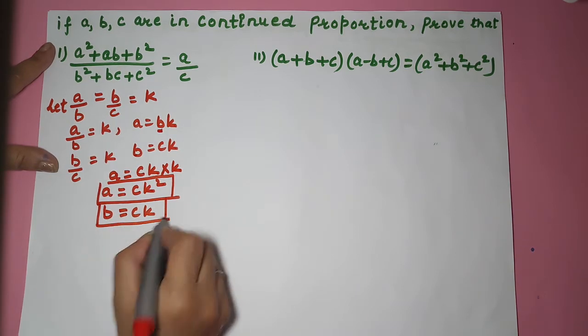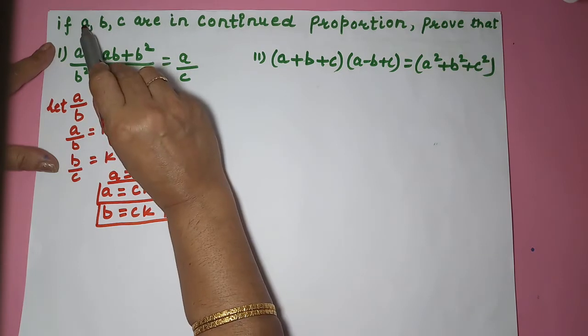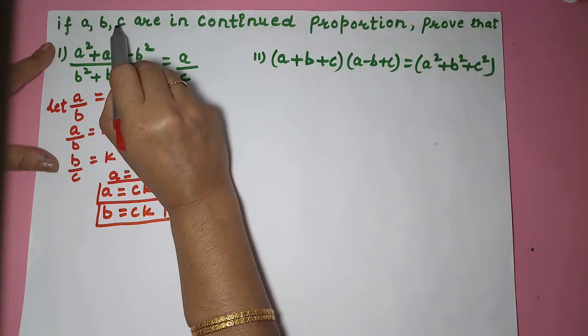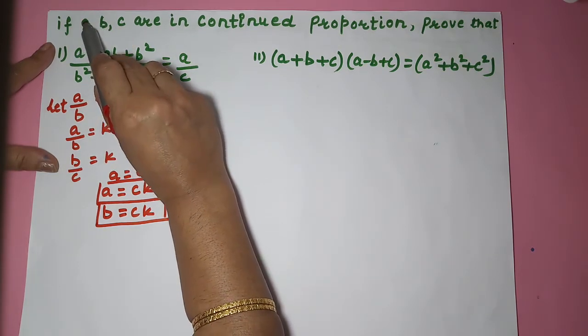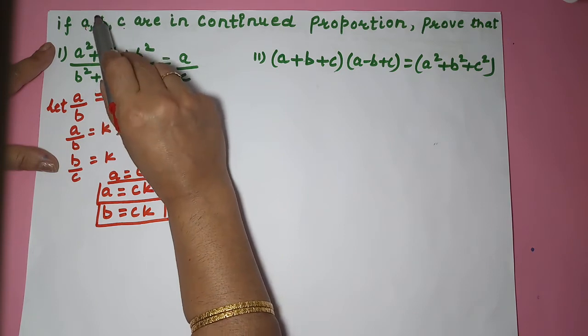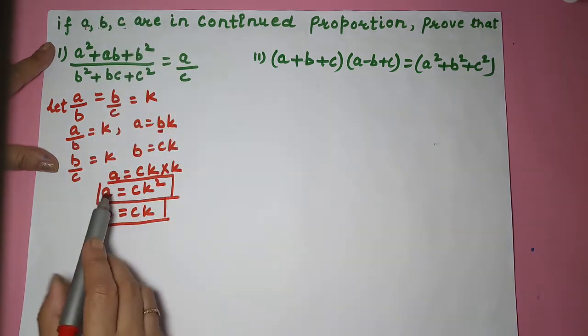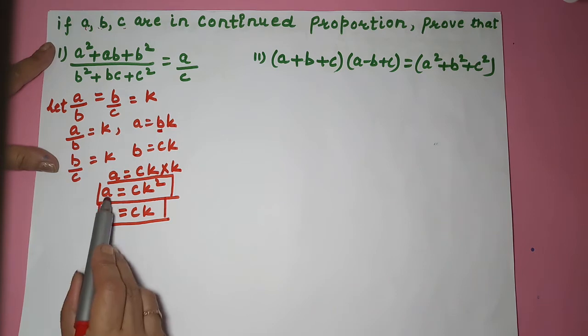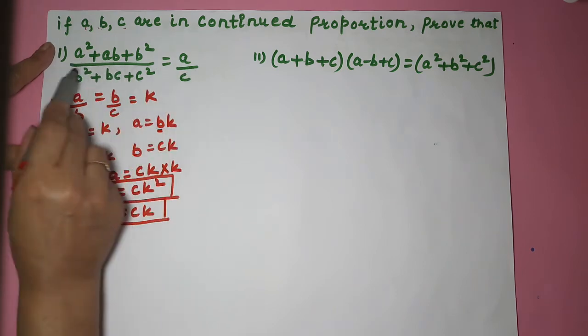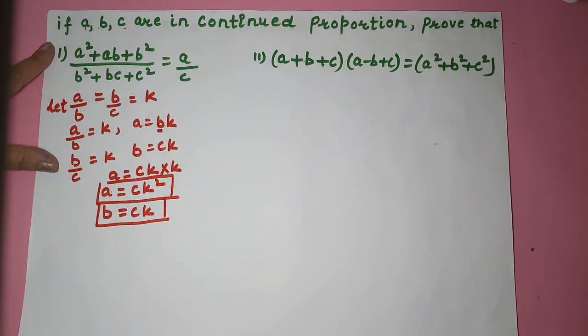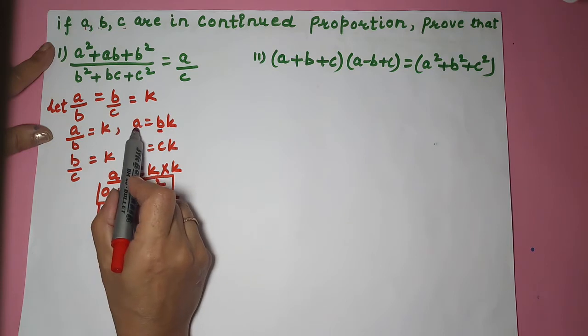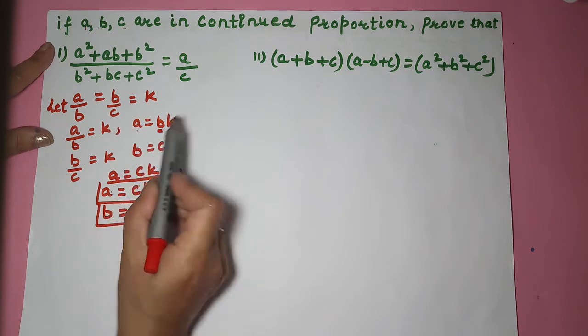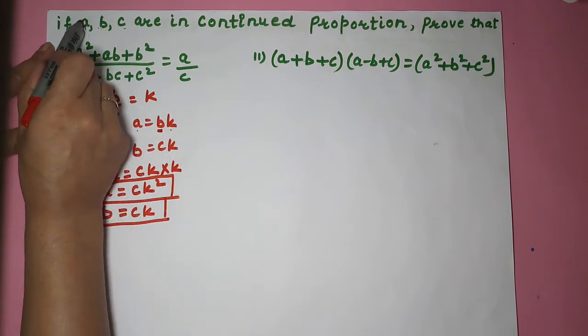In short, you have to look at these proportions A, B and C. Then you have to get A in terms of C and B in terms of C. And then you can replace the values of A and B in the given equation, right? That's the difference when we have A, B, C in continued proportion. Remember, you cannot substitute A as BK, but you have to get A in terms of C.